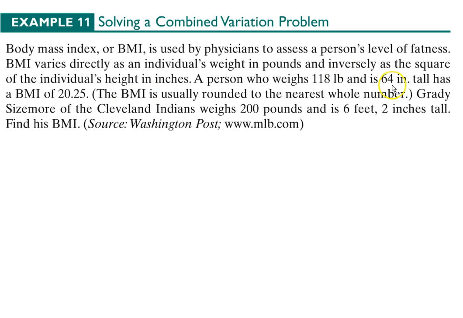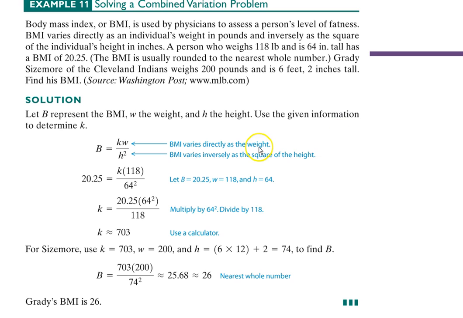Usually we round to the nearest whole number. Now, Grady Sizemore of the Cleveland Indians weighs 200 pounds and is 6 feet 2 inches tall. So we're going to have to convert this to all inches to put in our formula. Find the body mass index here. This is our last example, so we'll use the text here. So there's our body mass index, B. K we don't know. We know the weight, and we know it's divided by the height squared.